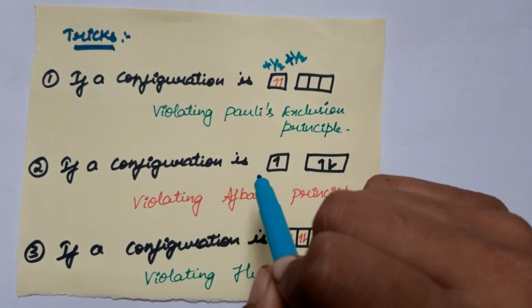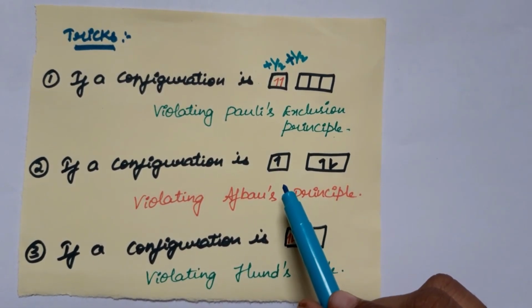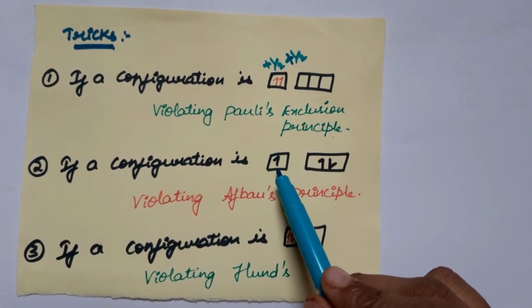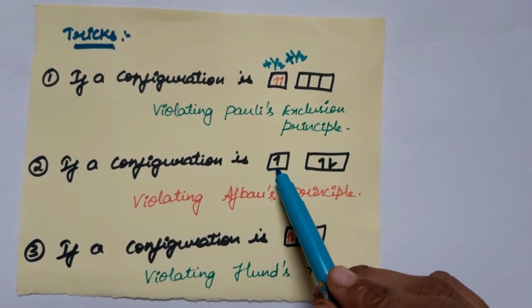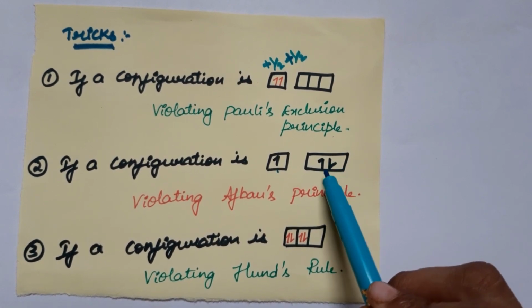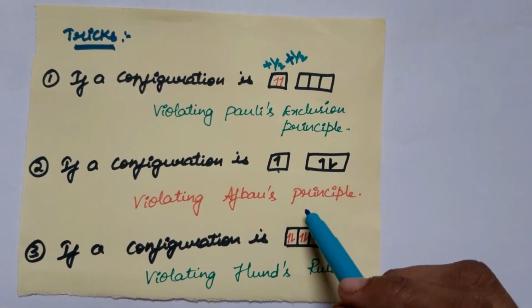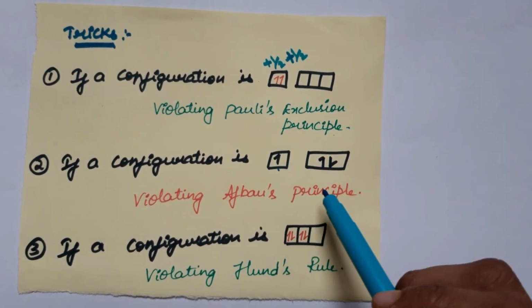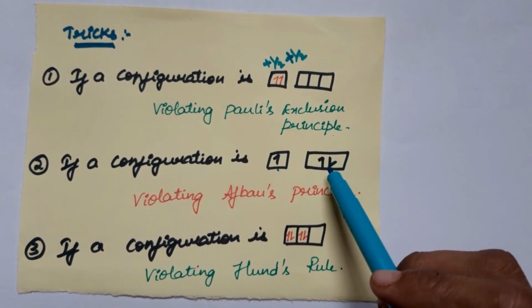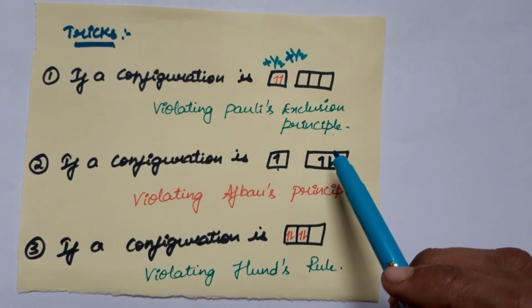If you observe the second trick, if the configuration is like this, that means after filling the s orbital, the electron has to fill another orbital. But here the first s orbital is filled, then another orbital is filled with 2 electrons. It is completely violating Aufbau's rule. Aufbau's rule means we already know that in the ground state of the atoms, orbitals are filled in the order of their increasing energies. First, this orbital is filled with 2 electrons and next 2 electrons are filled like this. But here it is not obeying Aufbau's rule. It is violating Aufbau's rule.